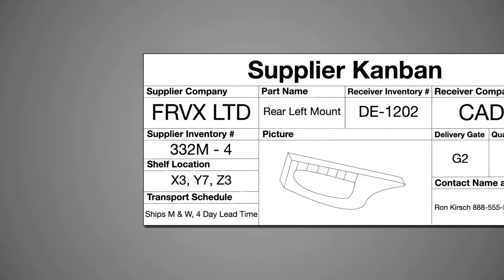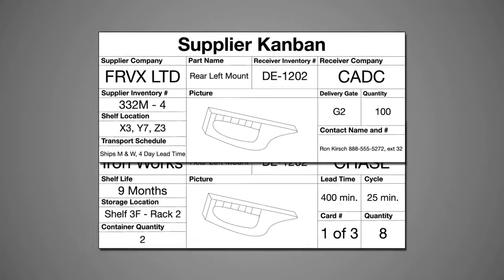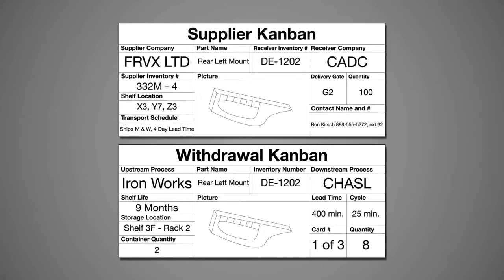As with other Kanban, supplier Kanban are to be delivered on demand and should take into account the supplier's capabilities. Be sure to consider their delivery quantities and schedules when deciding on the metrics to include on your supplier Kanban. The supplier Kanban is similar to the withdrawal Kanban in that they both signal for the replenishment of parts. It differs by communicating with entities outside of your organization.